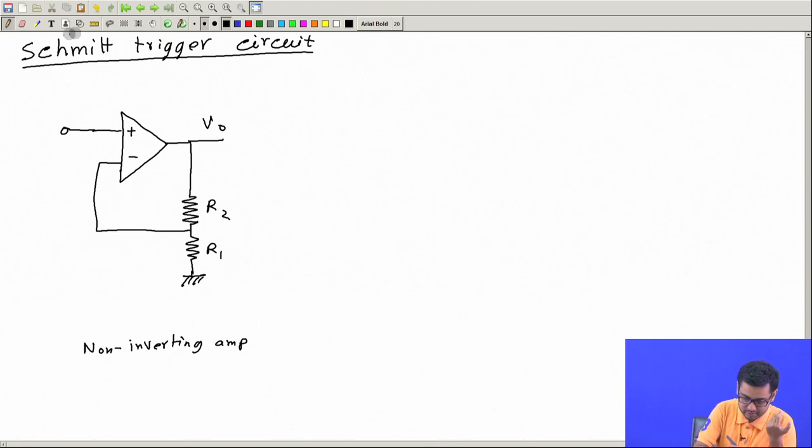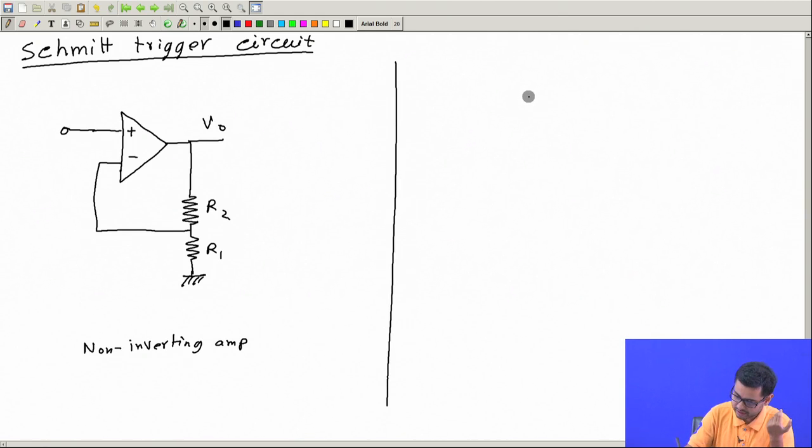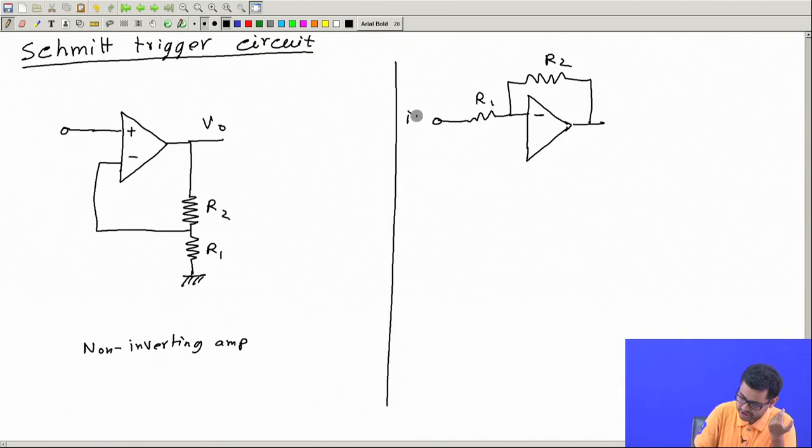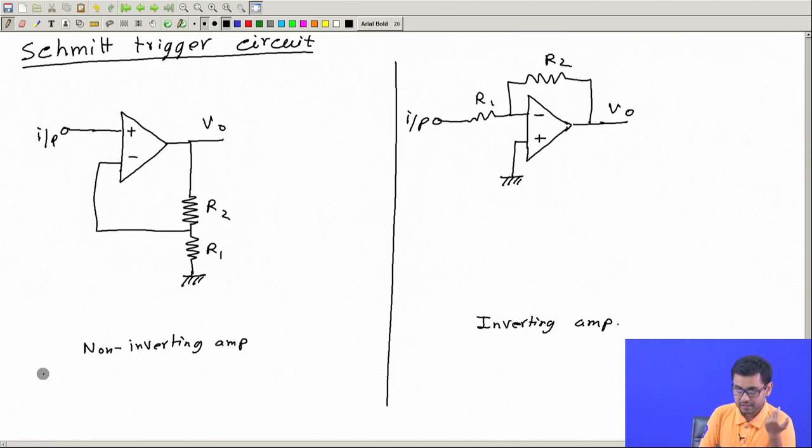Right. Now, let me also draw side by side the inverting amplifier. This is the feedback resistance, call it R1, R2, let me give the input here, and this is the output. This is an inverting amplifier. These are correct circuits.